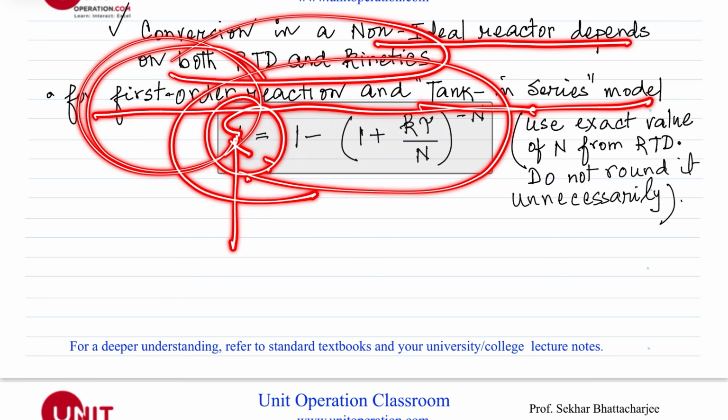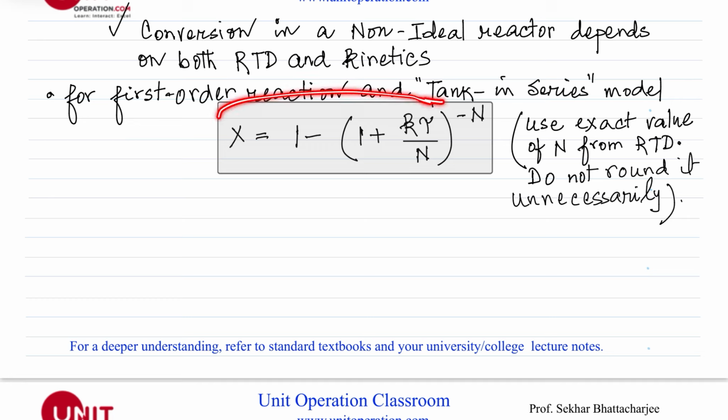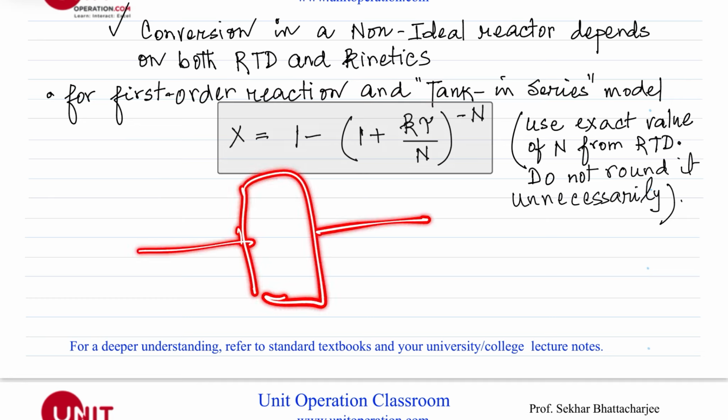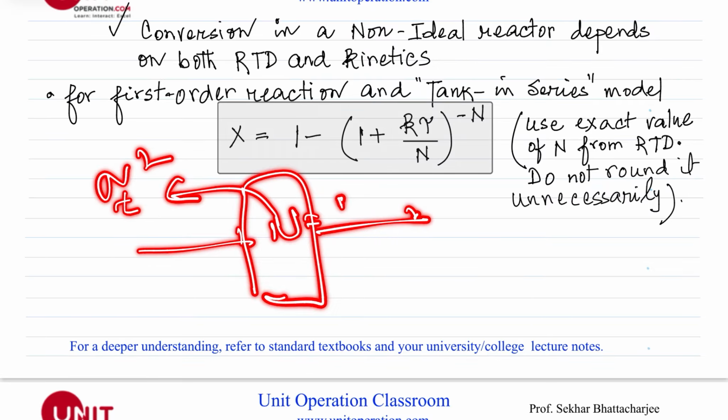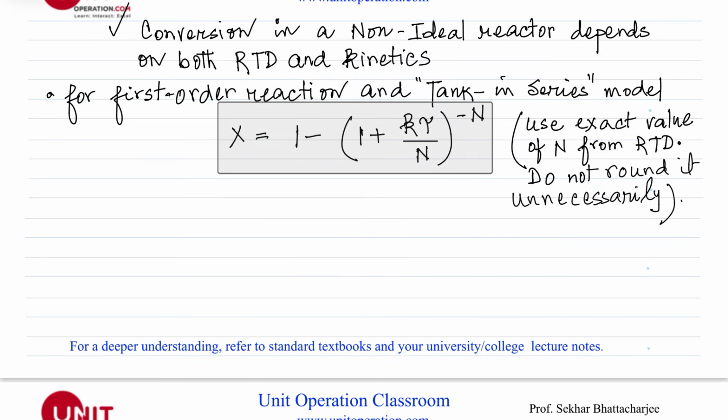So by calculating the conversion in the n tanks-in-series model, we can calculate what would be the actual conversion in the actual reactor, because this value of n is obtained from the experimental data of sigma t squared on this particular non-ideal reactor.